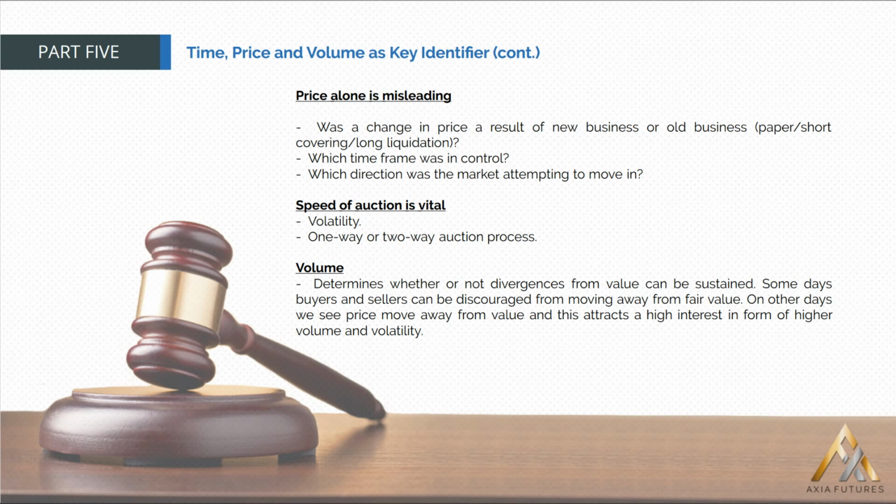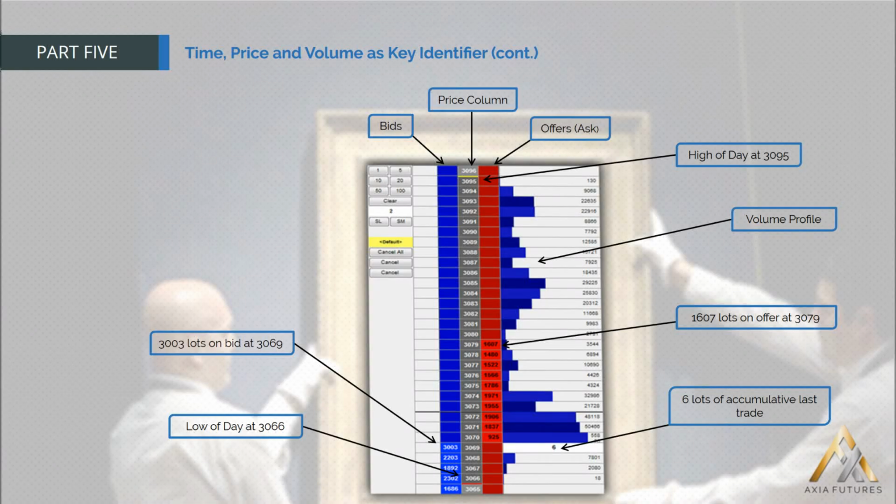But on other days, we see price move away from value, and this attracts a high interest in the form of higher volume and volatility. So, in other words, some days the market might try and make a move away from fair value and get rejected as there's very little volume and interest. But then other days, we see it move away from fair value and the volume and the activity and the interest picks up.